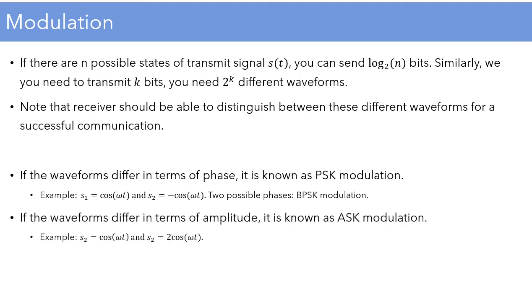If the waveforms differ in the amplitude, it's known as ASK modulation, which is amplitude shift keying. Here, suppose S1 is cos omega t and S2 is 2 cos omega t. If we're sending the same phase but we are using different amplitudes, then it's called ASK modulation. The other one is on-off keying, or OOK. Here we switch the system on, which means we send a pulse for one state and we send no pulse for the other state. So the system either remains on or off. That's why it's called on-off keying.